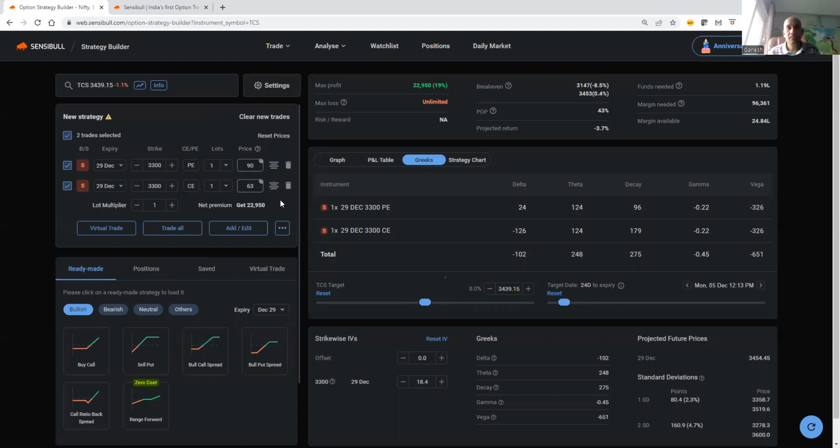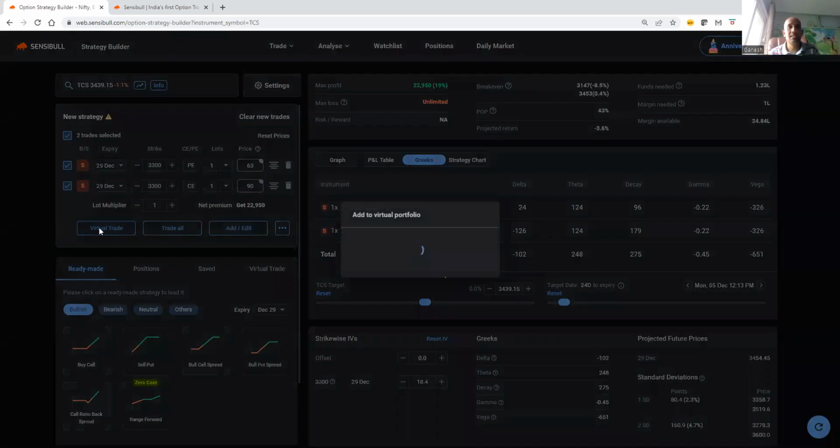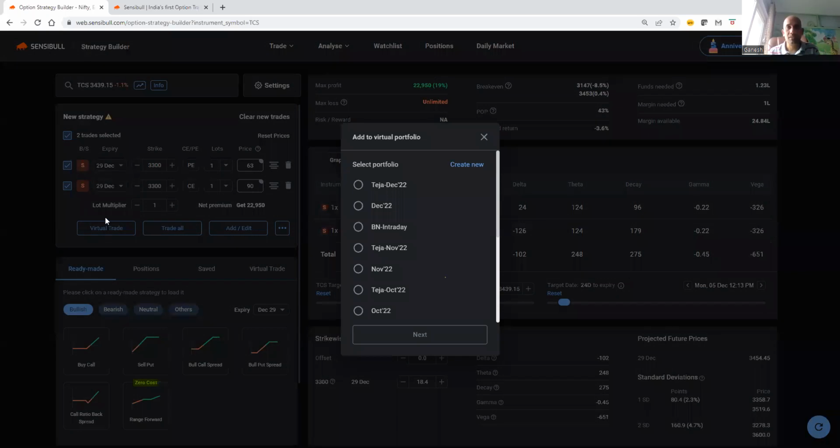This is the trade. Let me add it. Will the 90 be of the call or the put? The 90 will be of the call because it was an up move. Yeah, right. So I will add it to virtual trade. Here I'm storing the strategy. Then I will add some additional adjustments and we'll see how it looks and how we manage this one.